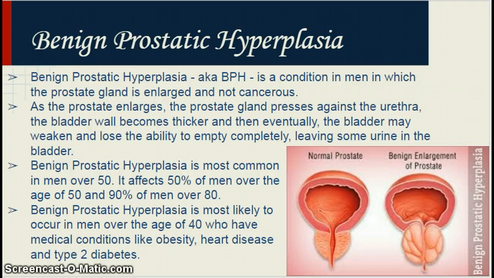BPH is most common in men over 50. It affects 50% of men over the age of 50 and 90% of men over 80. BPH is most likely to occur in men over the age of 40 who have medical conditions like obesity, heart disease, and type 2 diabetes. And this is a picture of BPH.